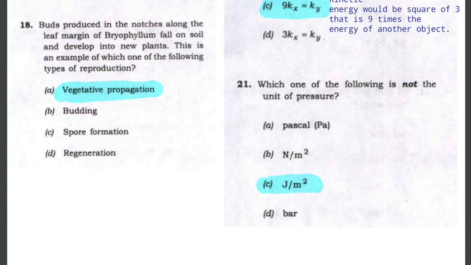Let's see the next question, which one of the following is not a unit of pressure. Pressure is equal to force per area. Pascal is its SI unit, then Newton per meter square, force per unit area. Bar is also a unit of atmospheric pressure. So joule per meter square would not be the correct answer.